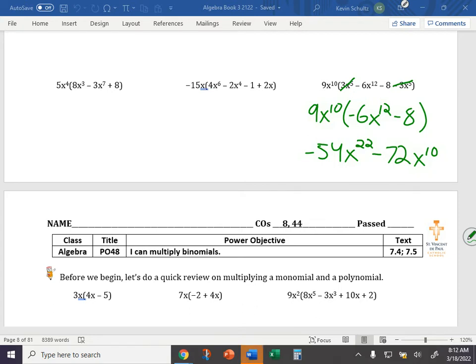Elliot. Can we do negative 8x to the 5th or just the one part? Sure.